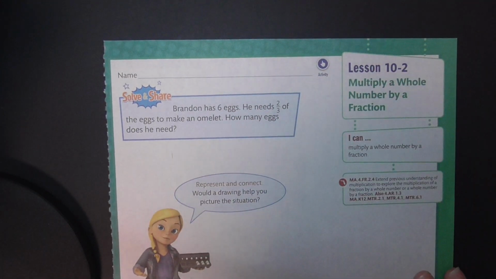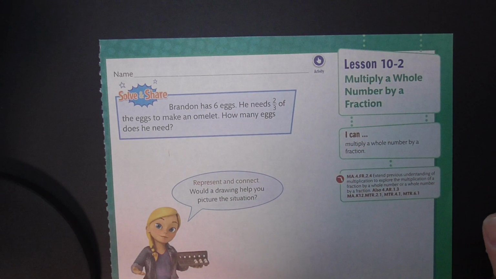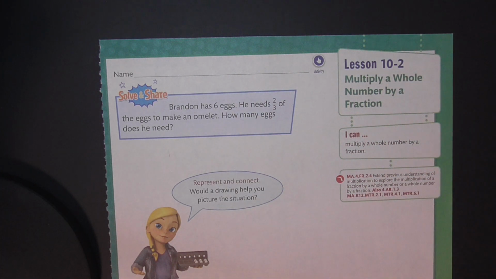So if we're looking at the solve and share on page 467, Brandon has 6 eggs. He needs 2/3 of the eggs to make an omelet. How many eggs does he need?